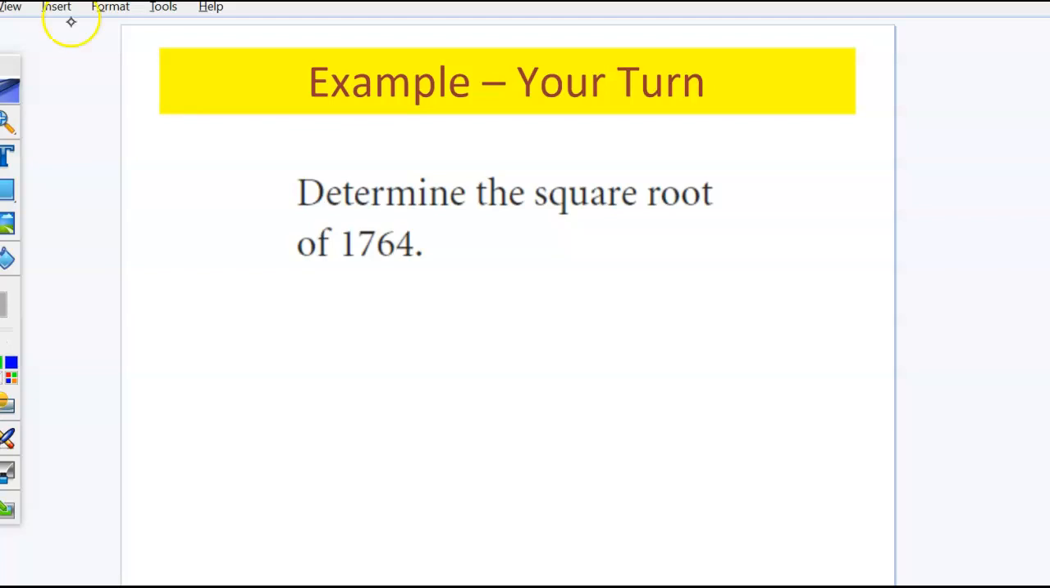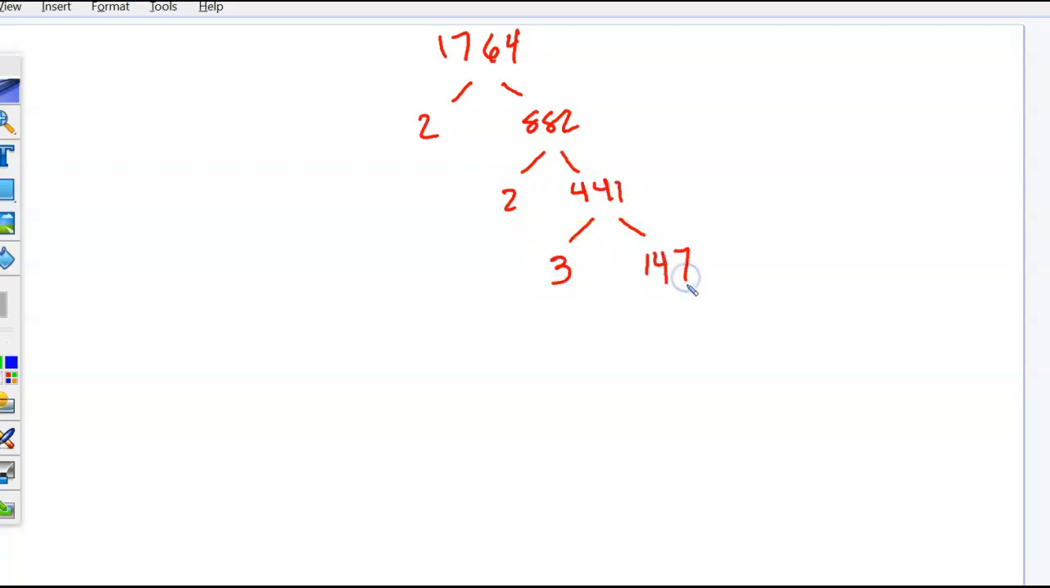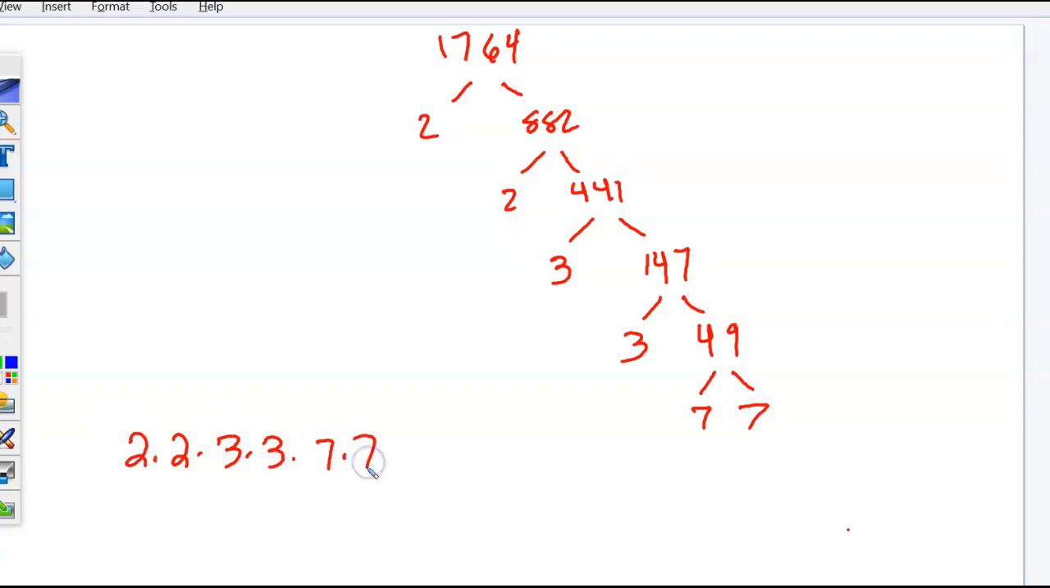Okay, hopefully you've had a chance to try this one. Let's take a look. So I have 1764. If you did the prime factorization, it would be 2 times 882. 882 is 2 times 441. 441 is 3 times 147. 147 is 3 times 49. And 49 is 7 times 7. So now if I list my factors, 2 times 2 times 3 times 3 times 7 times 7.